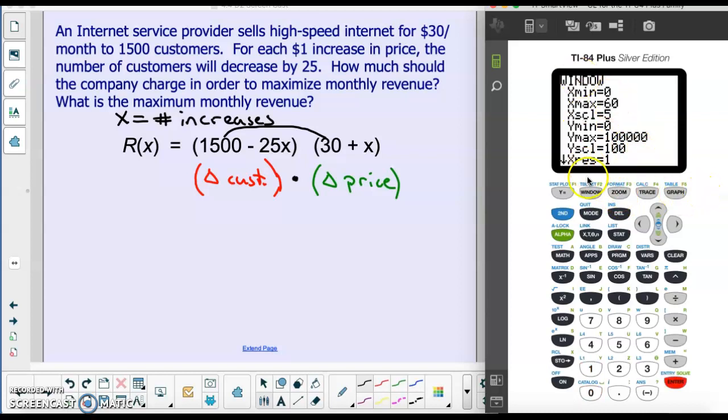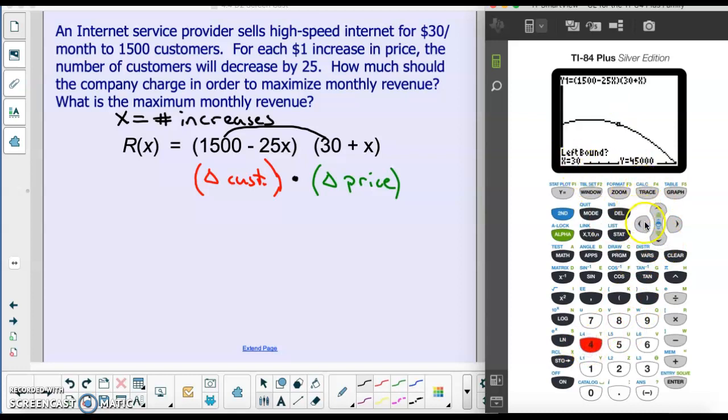And now I push window, and I did some logic here to figure out my window and my max and min values. Now I push graph. And all I'm worried about is, do I see the maximum? And the answer is yes. I could even bring it back if I wanted to and shorten my window up. But now I'm going to go second trace, and I want to find number 4, the maximum.